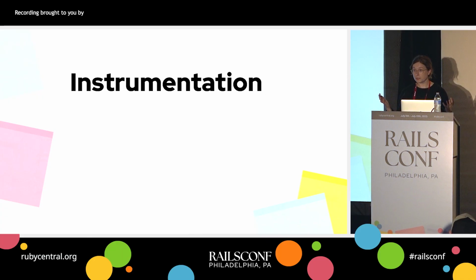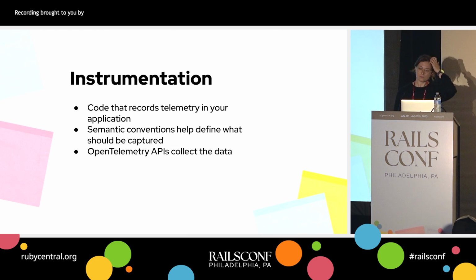So those core signals end up getting emitted from your application through what we call instrumentation. Instrumentation is the code that records the telemetry. In OpenTelemetry, semantic conventions help define what should be captured so that there's a standard across similar types and categories of libraries and also across languages. And then in OpenTelemetry, there are APIs that you call that collect the data, and they are the exact same APIs that you would call in your application if you wanted to add any custom instrumentation.